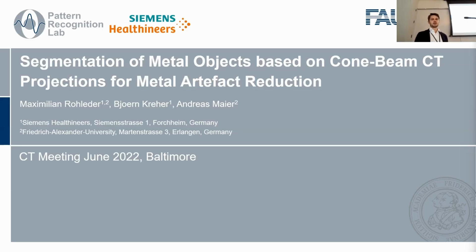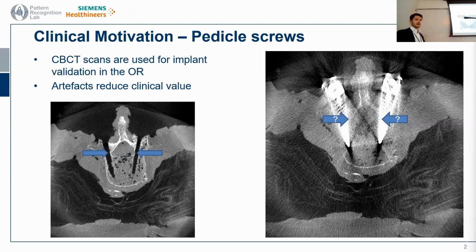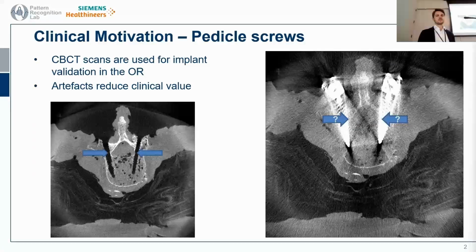I investigated this project in cooperation with Siemens and the Pattern Recognition Lab under the supervision of Bjoern Kreher and Andreas Maier. I would like to motivate this, as the previous talk, with an image from spine surgery. This time it's not catheters. On the left-hand side here, you can see a reconstruction without metal in the field of view. And you can clearly see the clinically important landmarks like a bony outline around the nervous channel, whereas on the right-hand side here, the metal artifacts obstruct this clinically important information.